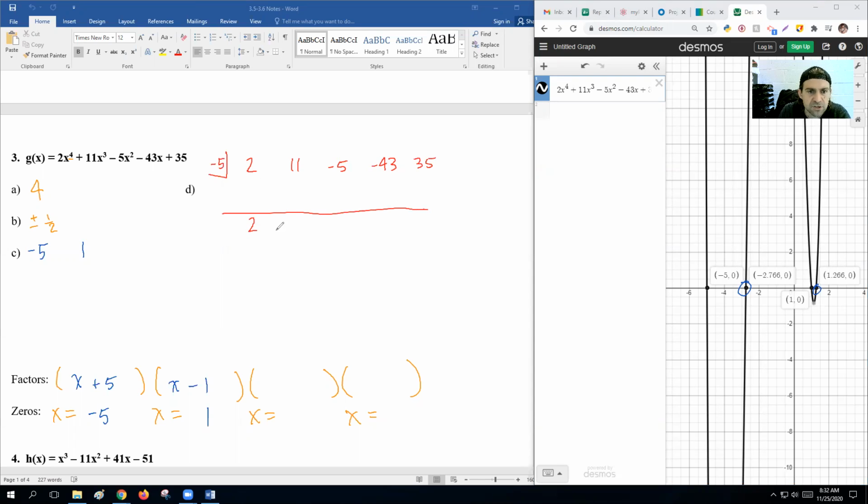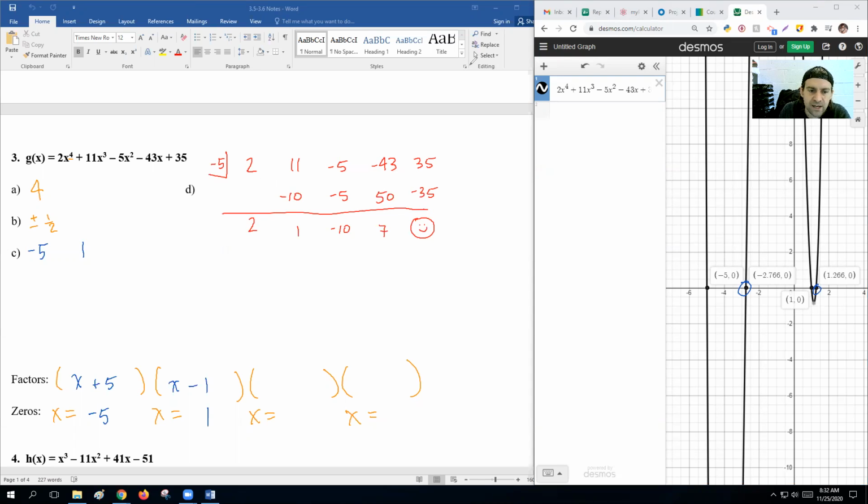All right, drop down the 2. 2 times negative 5 is negative 10. Added together, that's 1. 1 times negative 5 is negative 5. Added together, it's negative 10. Negative 10 times negative 5 is a positive 50. Added together, that's 7. 7 times negative 5 is negative 35. And that's 0. That makes us happy.